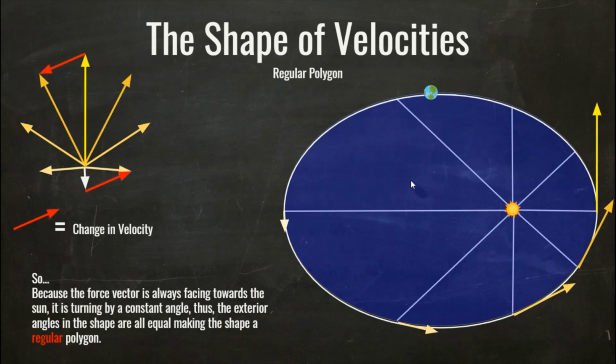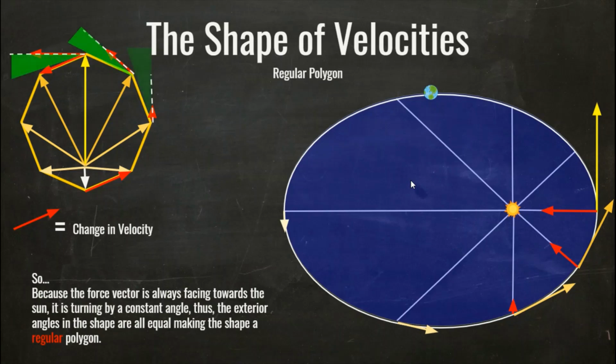We can actually prove that this shape is a regular polygon by looking at the force vector pointing towards the sun. Because it is always, no matter what, pointing directly towards the sun, it is turning by a constant angle. So, if we connect each force vector by their velocity vectors, we find that all the exterior angles of the shape are equal, making it a regular polygon.